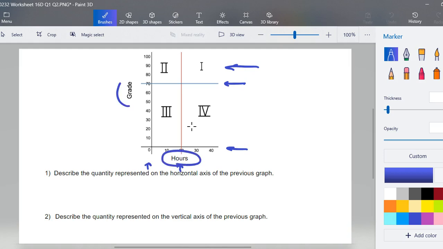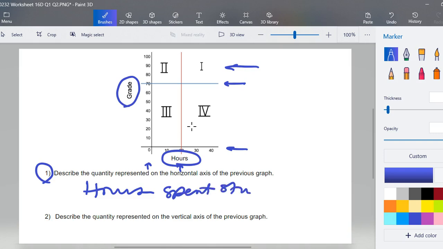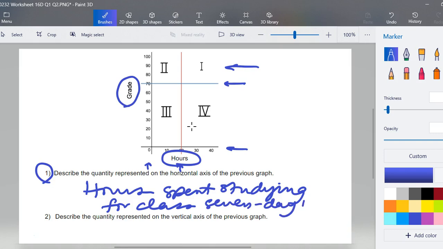Notice it says hours. Notice it says grade. And then question 1 says, describe the quantity represented on the horizontal axis of the previous graph. Well, that's going to be hours. But specifically what kind of hours? It is the hours spent studying for class, and I believe the time is over a typical or normal 7-day week.